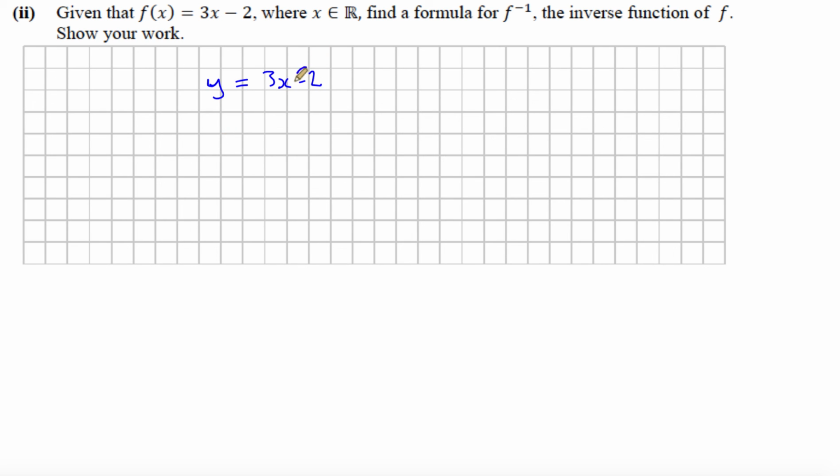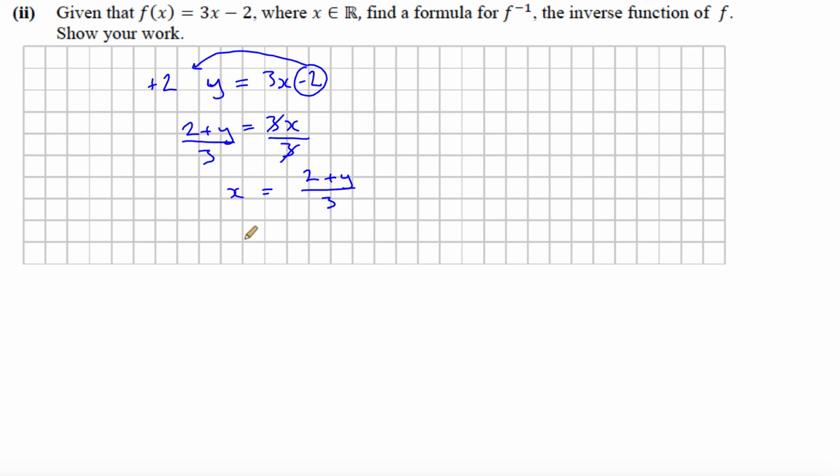So bring this minus 2 over here. It's going to become a positive 2. So you're going to have 2 plus y on the left is equal to 3x. But you just want x, so you're now going to divide by 3, both sides. Here the 3's cancel, and so you're left with x is equal to 2 plus y over 3.